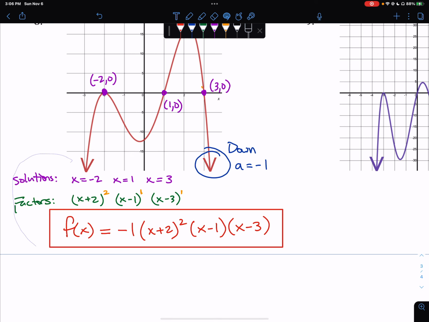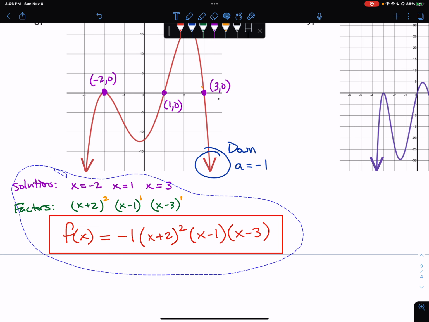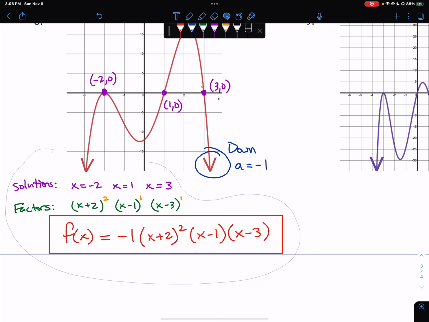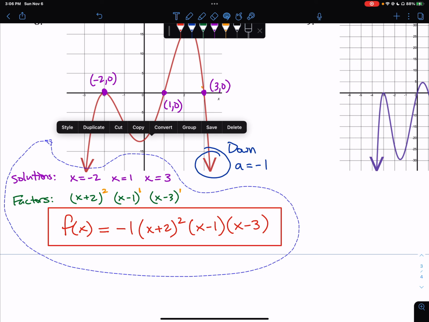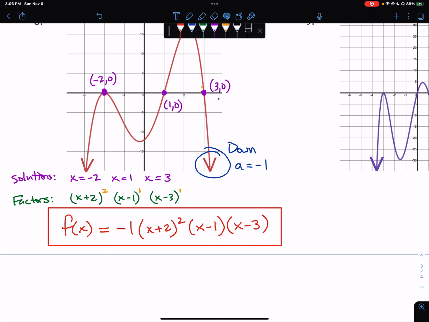I'm trying to shrink this. Maybe it won't let me do that. We'll find out in a second. Sorry. Yeah, that'll work. We'll do it that way.